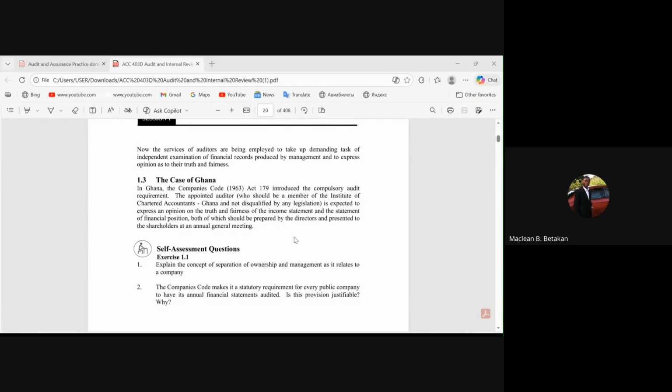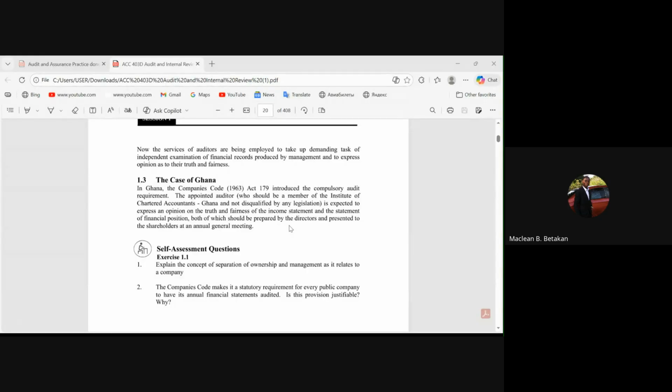So before you become an auditor, you should be a chartered accountant. Otherwise, you are not qualified to be an auditor. The auditor's duty is also, of course, to provide reports that are true and fair on the financial statements. And then, where do auditors present their audit report?